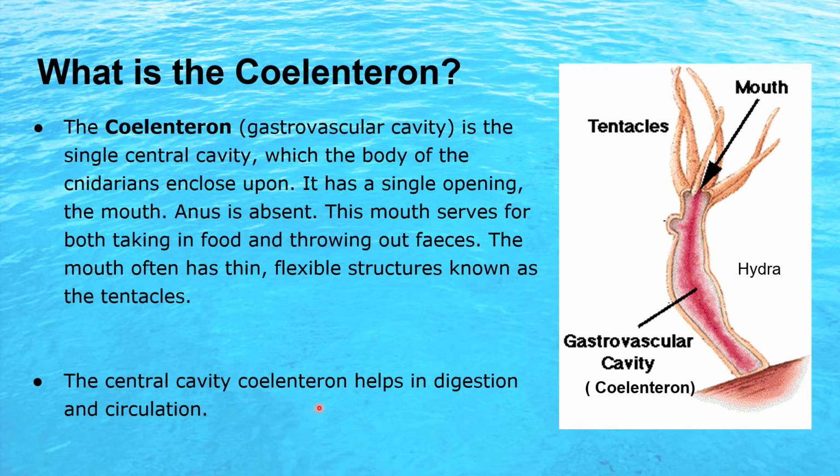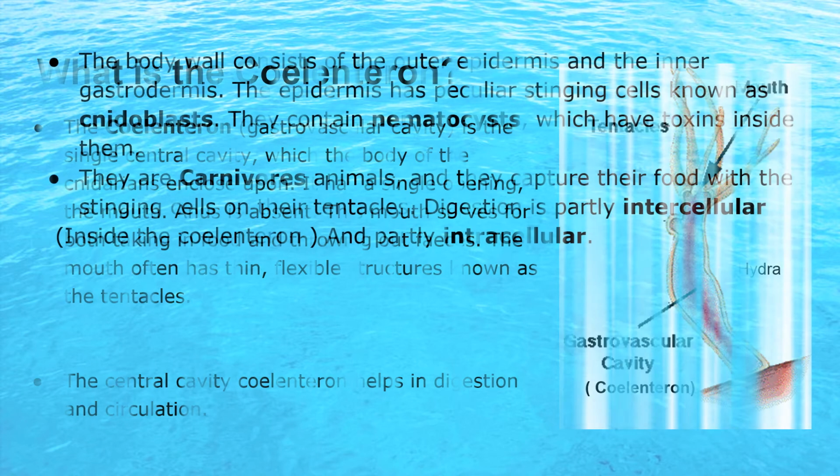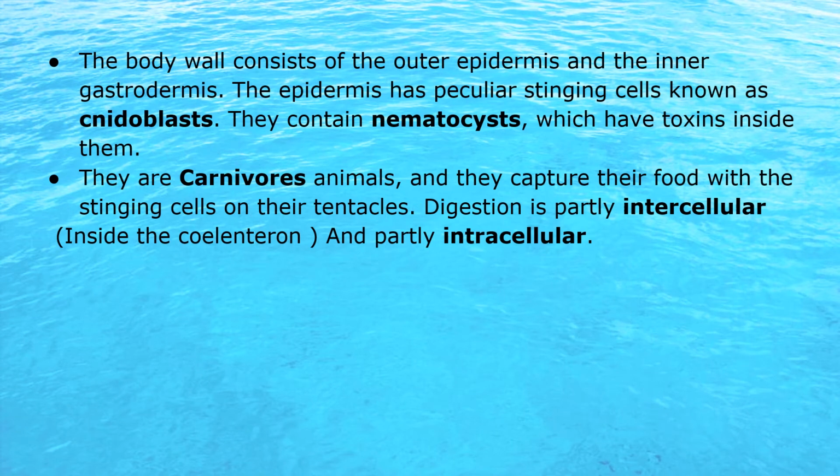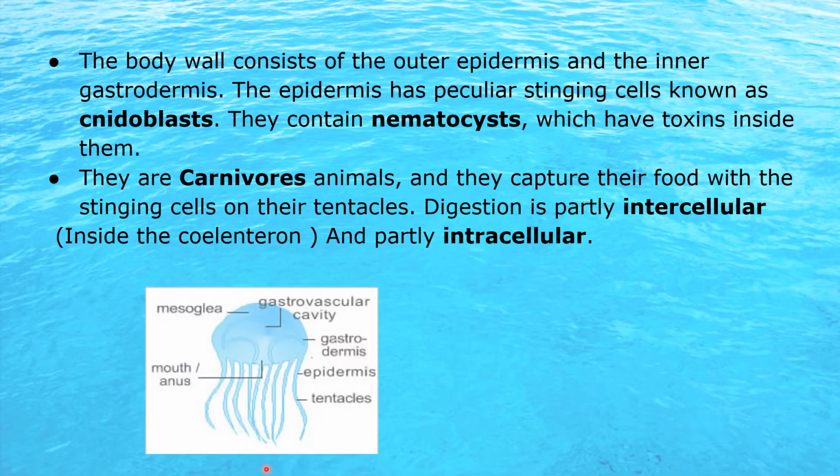The central cavity, the coelenteron, helps in digestion and circulation. So the coelenteron helps in digesting the food particles and in circulation. Another fact about cnidarians is that their body wall consists of both the outer epidermis and the inner gastrodermis. In this diagram, we can see the gastrodermis and the epidermis.